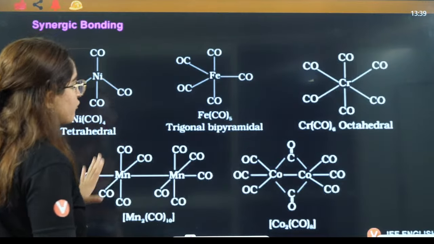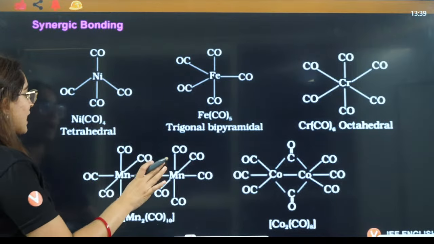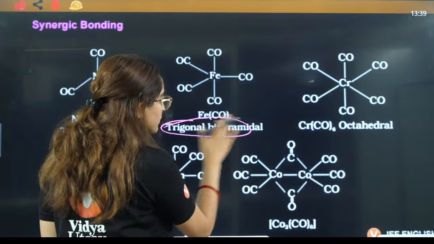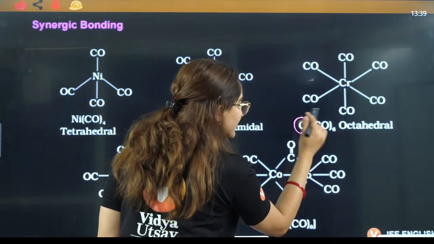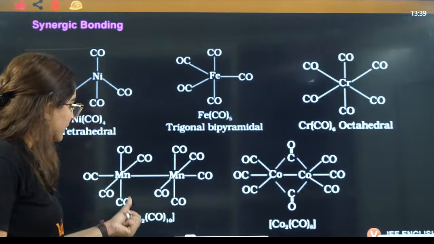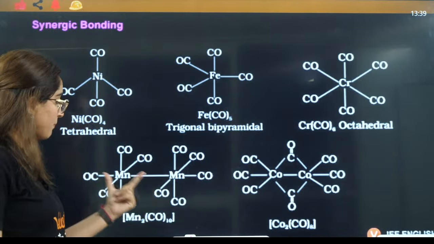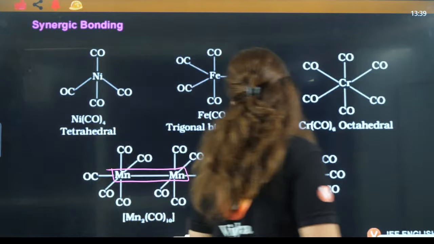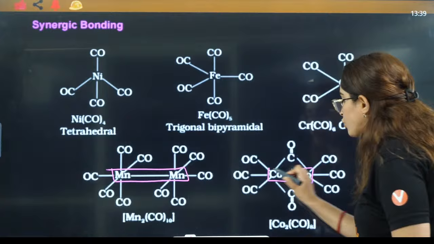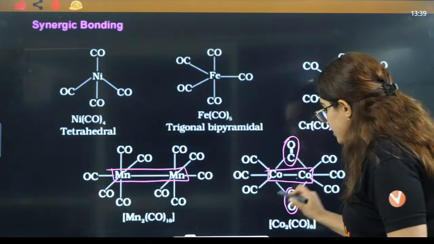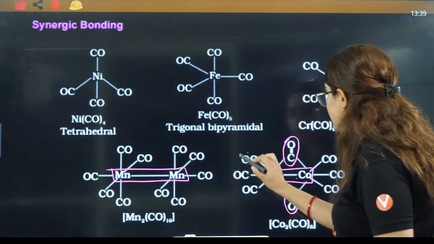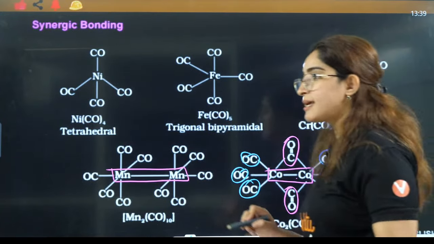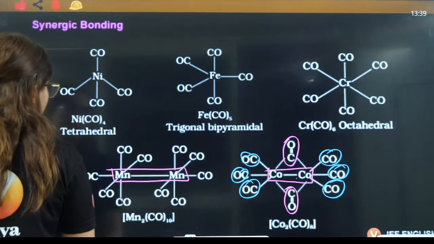And these are some of the important structures that you have. Nickel forms tetrahedral complexes, iron forms trigonal bipyramidal, chromium forms octahedral complexes, then manganese forms two octahedral complexes. Here it also has one manganese-manganese bond. Cobalt is very important. In this case, you have one cobalt-cobalt bond. There are two bridging ligands and 6 terminal ligands here, right? 6 terminal and 2 bridging ligands here.